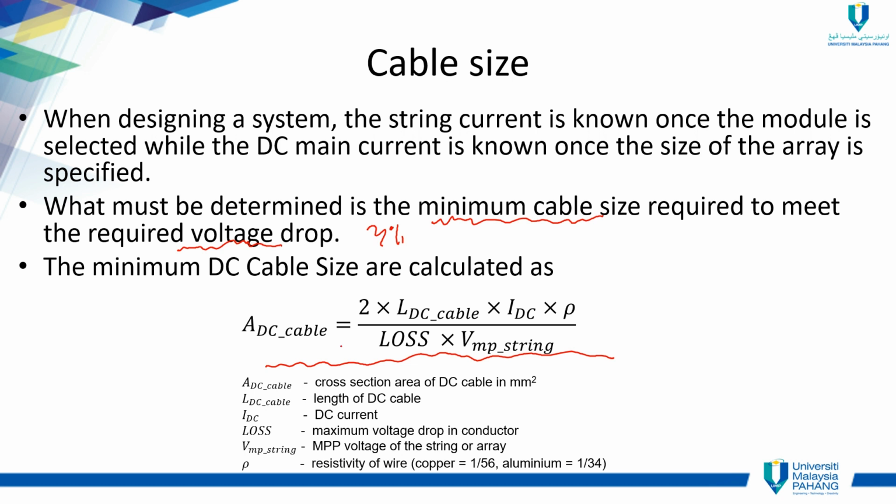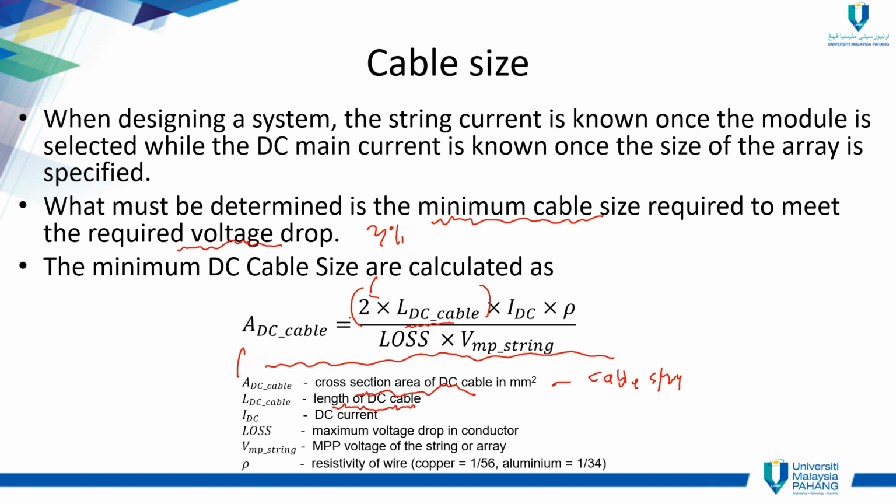Okay, first we explain the parameters here. ADC cable is the cross section area of the cable, which is the cable size. Then we have 2 multiplied by LDC cable. What is LDC cable? It is the length of the DC cable. Why do they have two? Later I will explain.